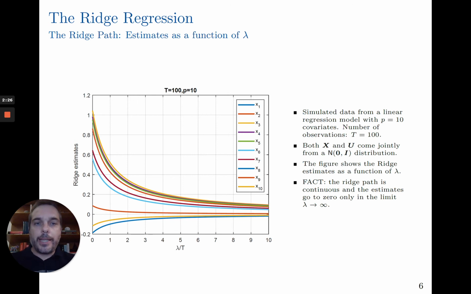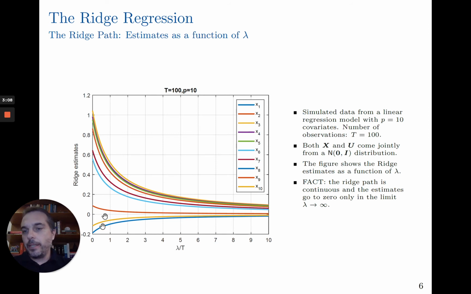What I did, I simulated data from a regression model with 10 covariates, 10 regressors, okay? Number of observations equal to 10. And both x and mu's, the covariates and the errors, come jointly from a normal zero with identity covariance. And what I'm showing here are the estimates for the ridge coefficients, the beta coefficients, as a function of the penalty term. So as I increase the penalty term, what happens to the ridge estimates for the 10 variables?